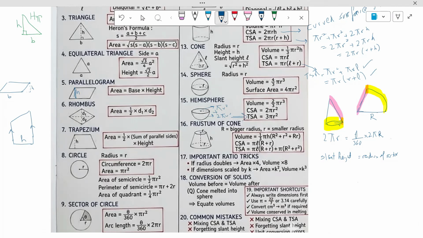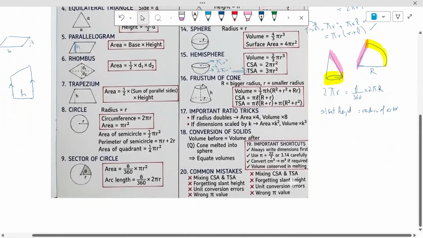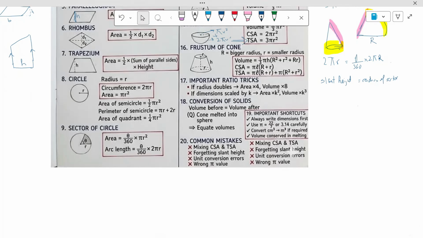Then you have a frustum. For a frustum, you are going to take the bigger cone and subtract from it. Then you have some important ratio tricks. Then you have some important tricks over here for the mensuration.